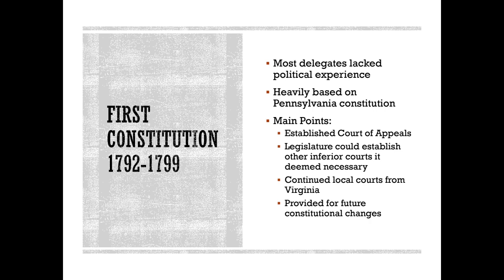And they established what they thought was necessary, which was the Court of Appeals. And then they decided that the legislature could establish any other courts it thought were necessary. And then they continued the local courts that were already existing from Virginia. And then they said, we'll change it in the future if we need to. That's kind of how the first Constitution was written, and it didn't last very long because they basically planned for it to do it that way.